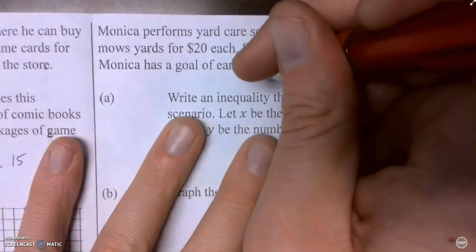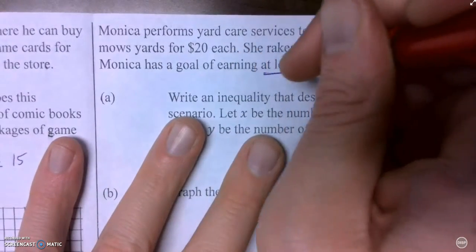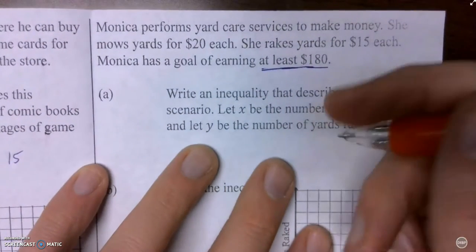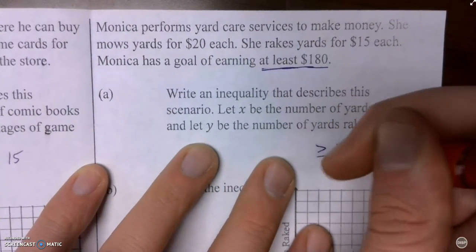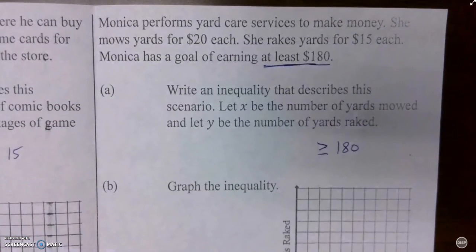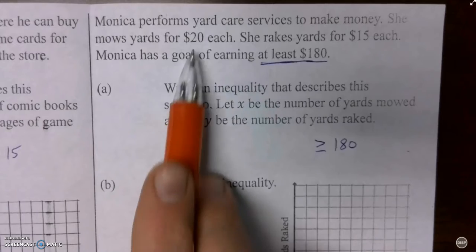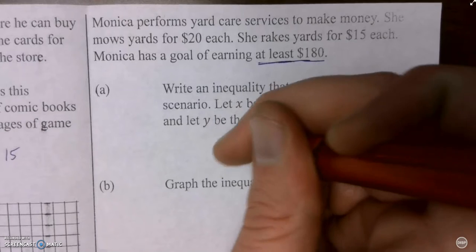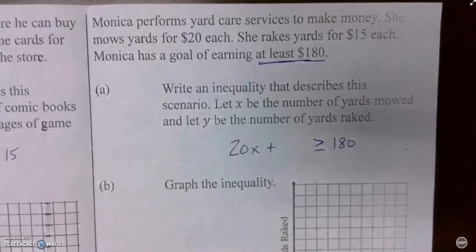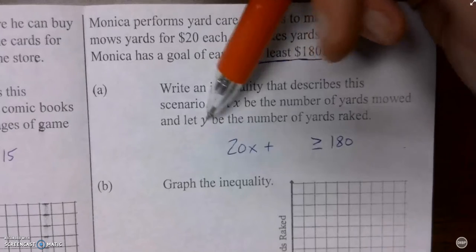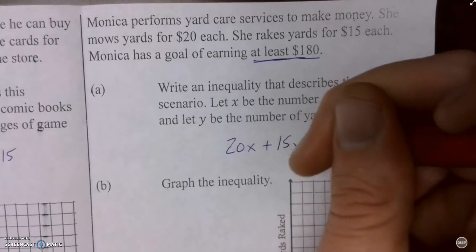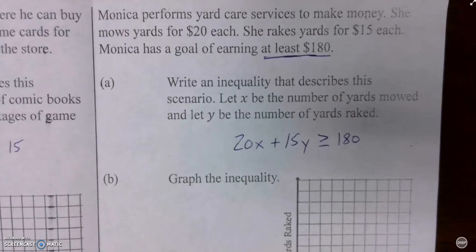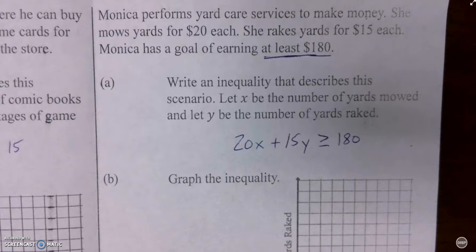When it says that Monica needed to earn at least $180, that tells me that the inequality needs to be greater than or equal to 180. And the inequality needs to describe how she earned money. She earned $20 every time she did x, every time she mowed yards. So we want 20x plus she also earned $15 every time she raked. So 15y. Makes a lot of sense. So how about something like 20x plus 15y is greater than or equal to 180?